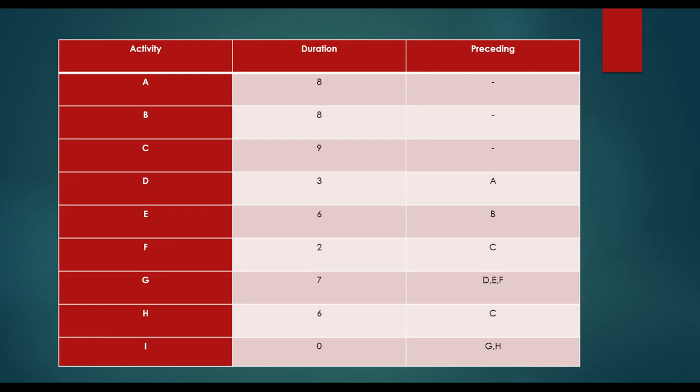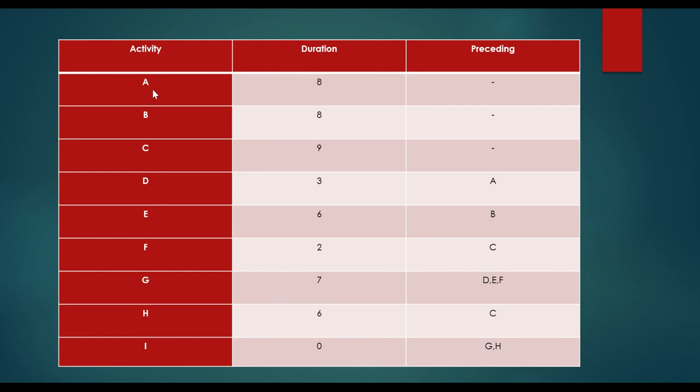Now we are starting with one practical question of the networking technique. This is the question given to you. We are given activities A, B, C, D, E, F, G, H, I, and to complete each activity there is a duration given to you. You can consider it probably in days. In a question it would be given to you whether it is days, hours or weeks.